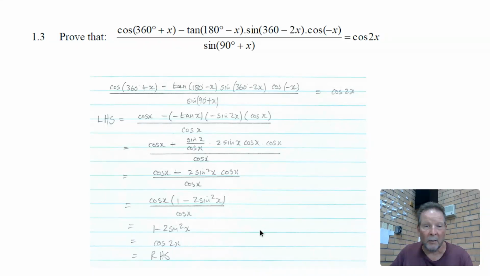We're trying to get cos 2x all by itself. So we knew somehow we had to have one of those identities that turns into cos 2x. Otherwise, it just wouldn't work. So there you go. There's question 1.3, and I hope that helps.